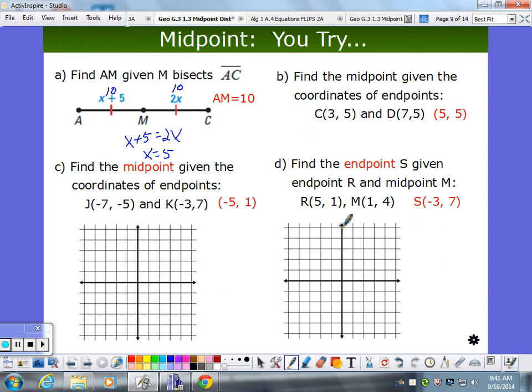Can we just say S equals 10? For the G, can we just say S equals 10? Yeah, all right. We okay with B? Questions on B? Questions on C? Questions on D? No.